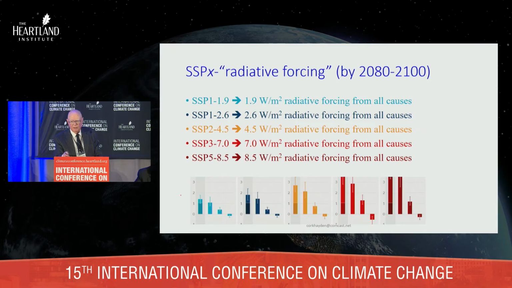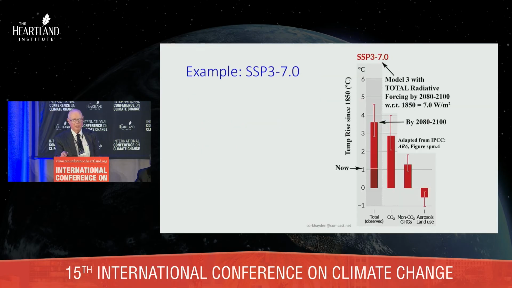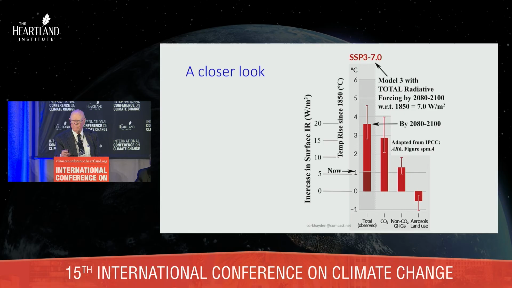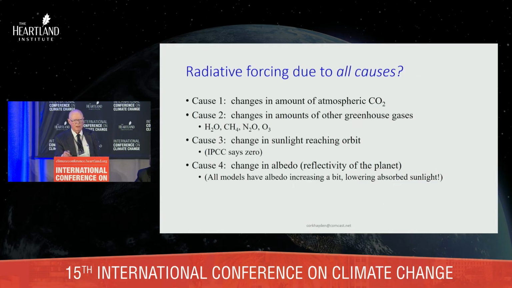Okay, now we're going to have a look at one of those, or in a minute. What do I mean by the radiative forcing due to all causes? Cause 1 is the change in atmospheric CO2. Back up. Did it go backwards? Okay. Cause 2 is the changes in other greenhouse gases, including water vapor, methane, nitrous oxide, ozone. Some people think ozone is the parking lot in the campus.